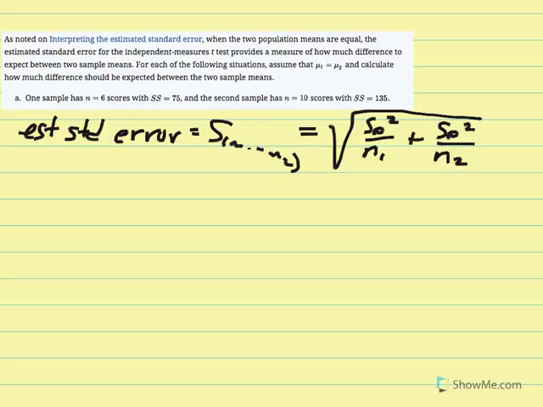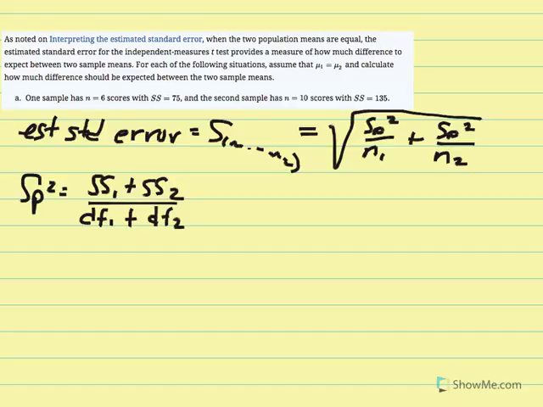So in order to calculate that, we're going to need to calculate pooled variance because that wasn't given. What we were given were sample sizes and sum of squared deviations for both samples. So we need to calculate our pooled variance. And we just learned how to do that: pooled variance is equal to SS1 plus SS2 over degrees of freedom 1 added to degrees of freedom for the second distribution.